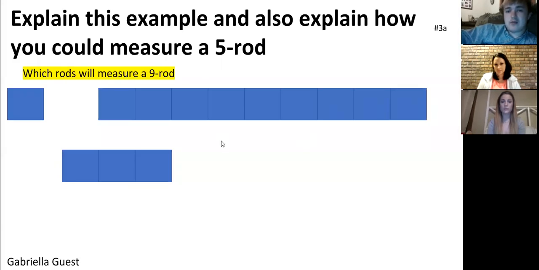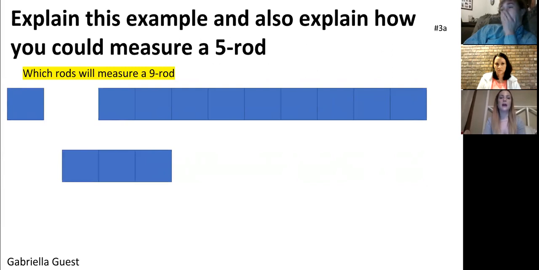Explain this example and also explain how you can measure a 5-rod. Okay, so in this one, this just represents the original question, which says which rods will measure 9 rod, and 3 times 3 would give you 9, and then you'd have 1 times 9. So you just put your rods with your 3s, your 1s, and your 9s.